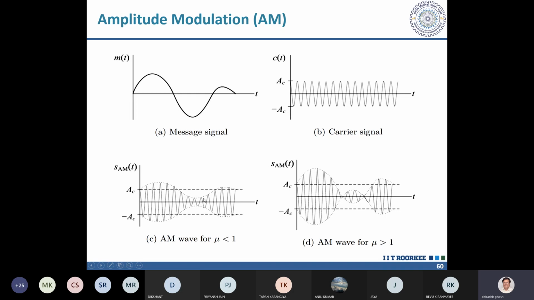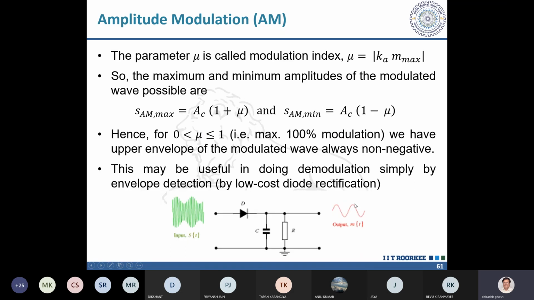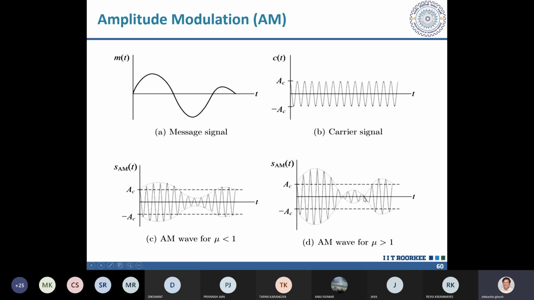Now if I take mu less than 1, then obviously this minimum possible value will always be above 0. If I take mu greater than 1, then this minimum possible value will become negative, and so this crossover will take place. So that's why I have written it here. Mu less than 1 will give you this, mu greater than 1 is this.